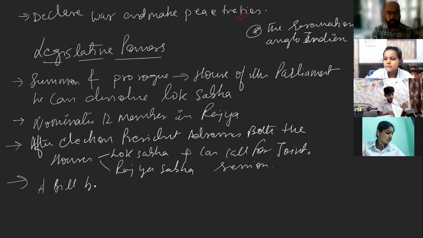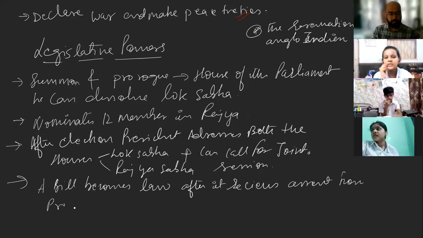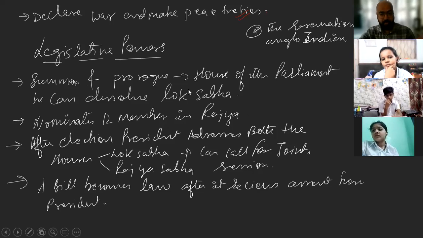A bill becomes law after passing from both the houses and receives assent from the president. We're not talking about both the houses right now, Aditya. We are particularly talking about the president. Okay. Then coming to the next. You can just write down this point only. It will become law after it receives the assent of the president. Clear?